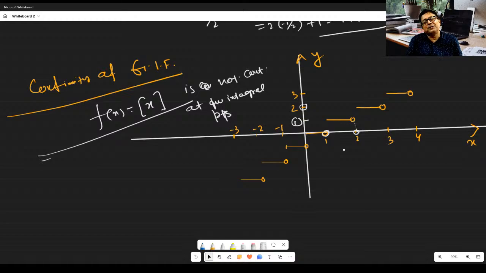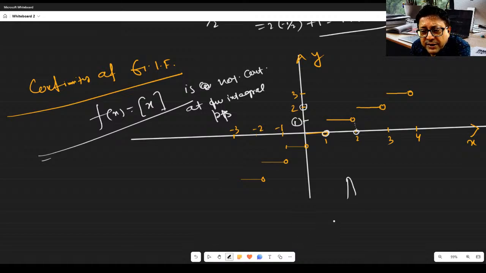Analytically, if they have asked you, how to prove f(x) equal to [x] is not continuous. Okay, this time I am going to show you by taking x minus [x], will do later, let us do this one first. Analytical method.